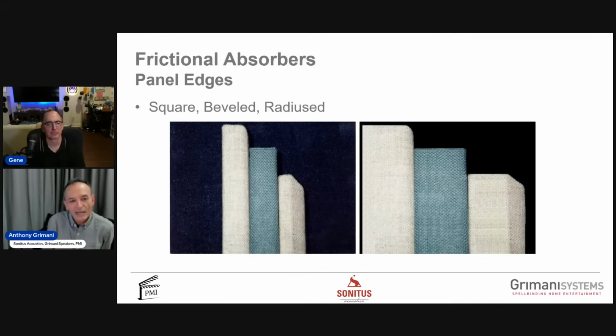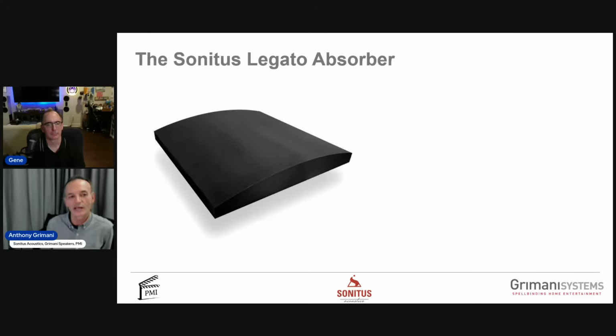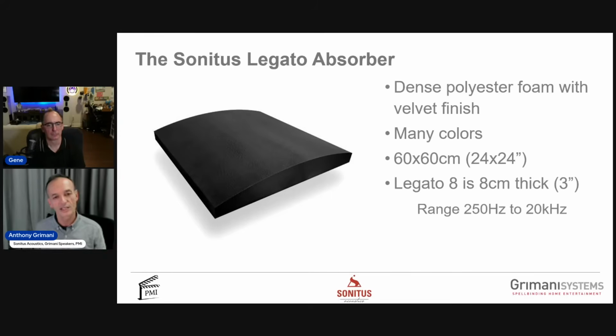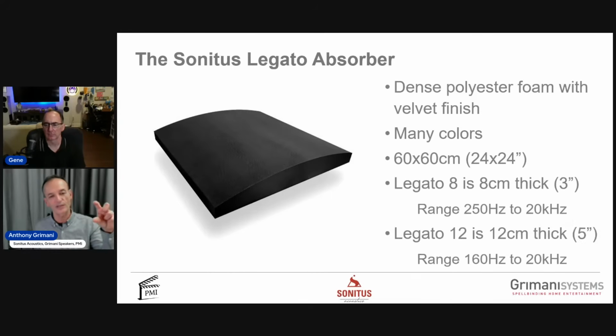So panels are available from different manufacturers and all kinds of different colors and shapes and forms, beveled edge, round edge, whatever. In the Sonatus line, we have a series of absorbers. There's the Legato 8, which is a curved panel made out of dense polyester foam with a velvet coating on it that's really nice. It's available in 8 centimeters thick, which is 3 inches, or 12 centimeters thick, which is 5 inches. The 5-inch one costs more and works better in proper acoustic language. And there's the range. This number is not random. This was actually measured in a chamber in Europe.